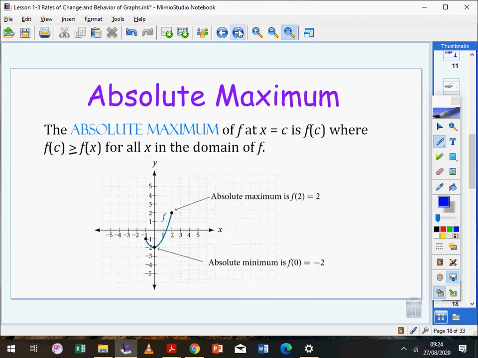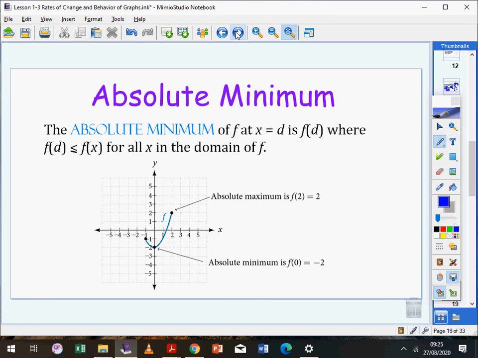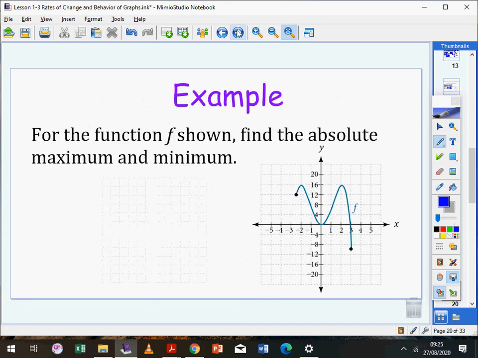So yeah, the absolute maximum, this is the definition: of a function f at an input value c is f of c, where that value of the function is greater than all other values of the function in the same domain of f. The absolute minimum, same definition, is the value that's smaller than all other values of that function in that domain.